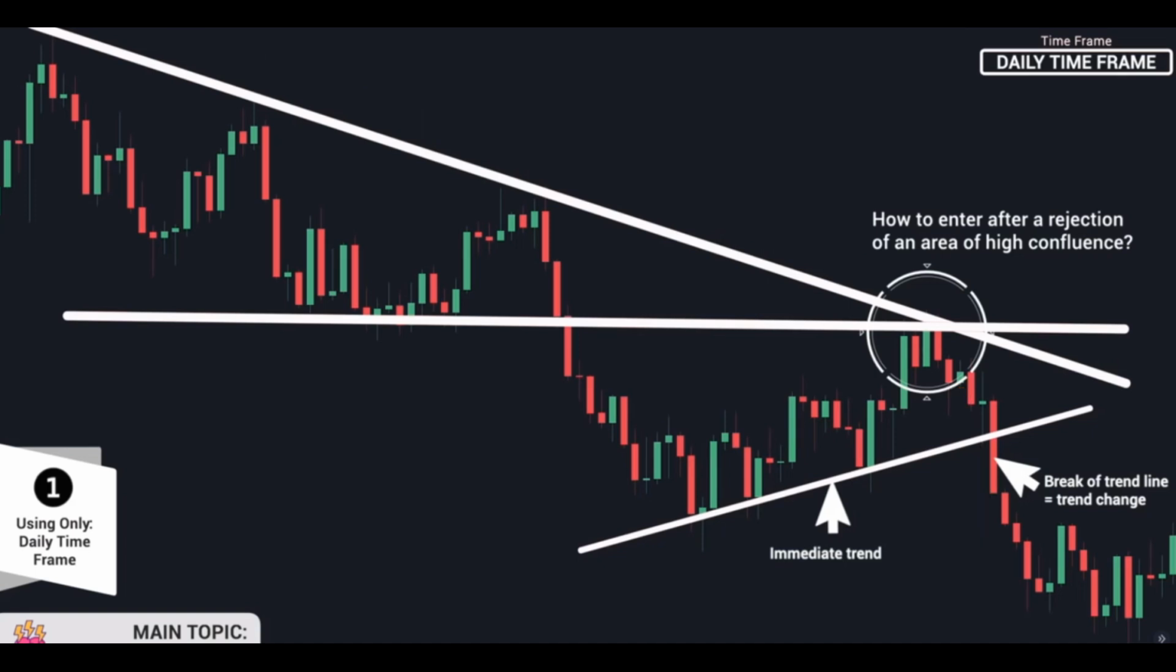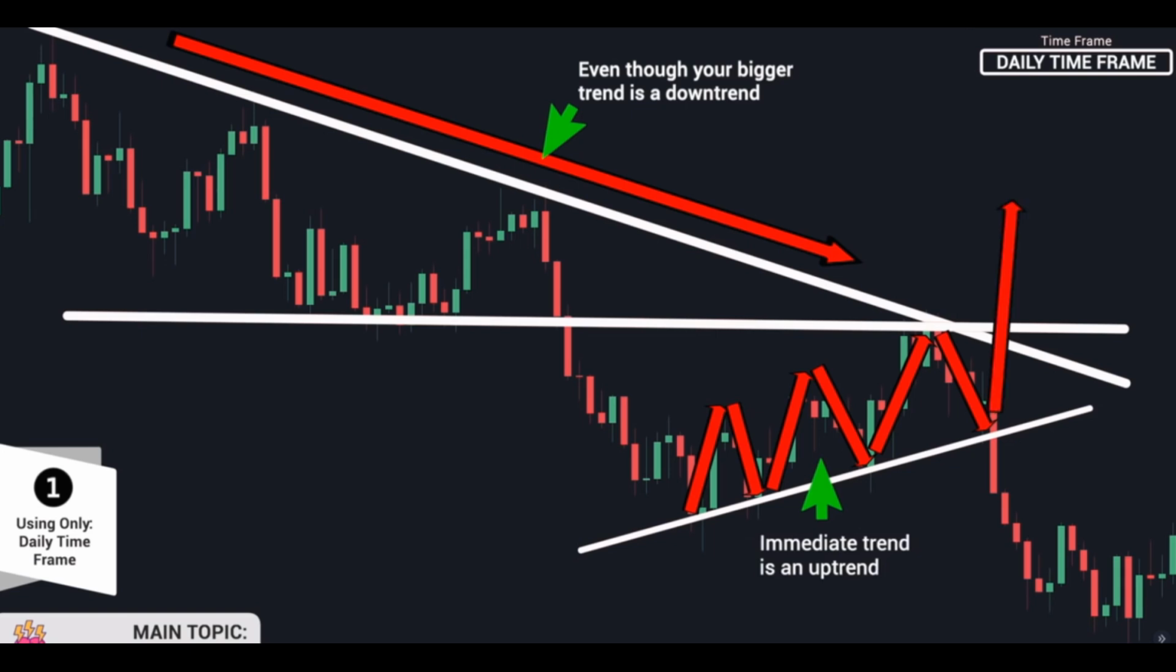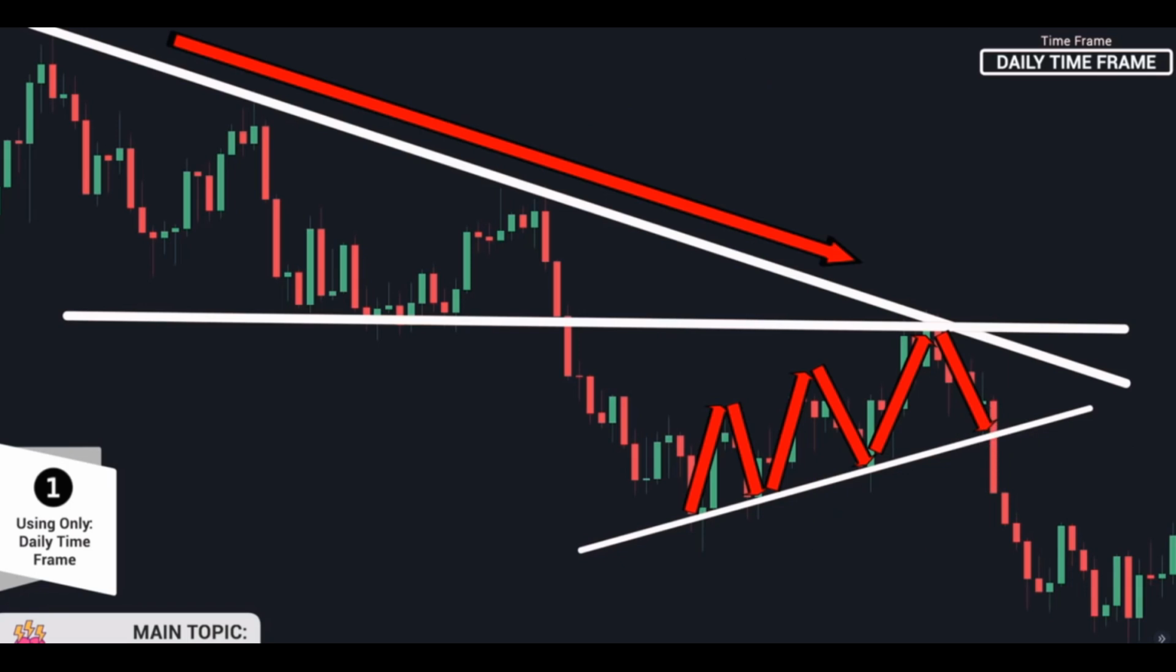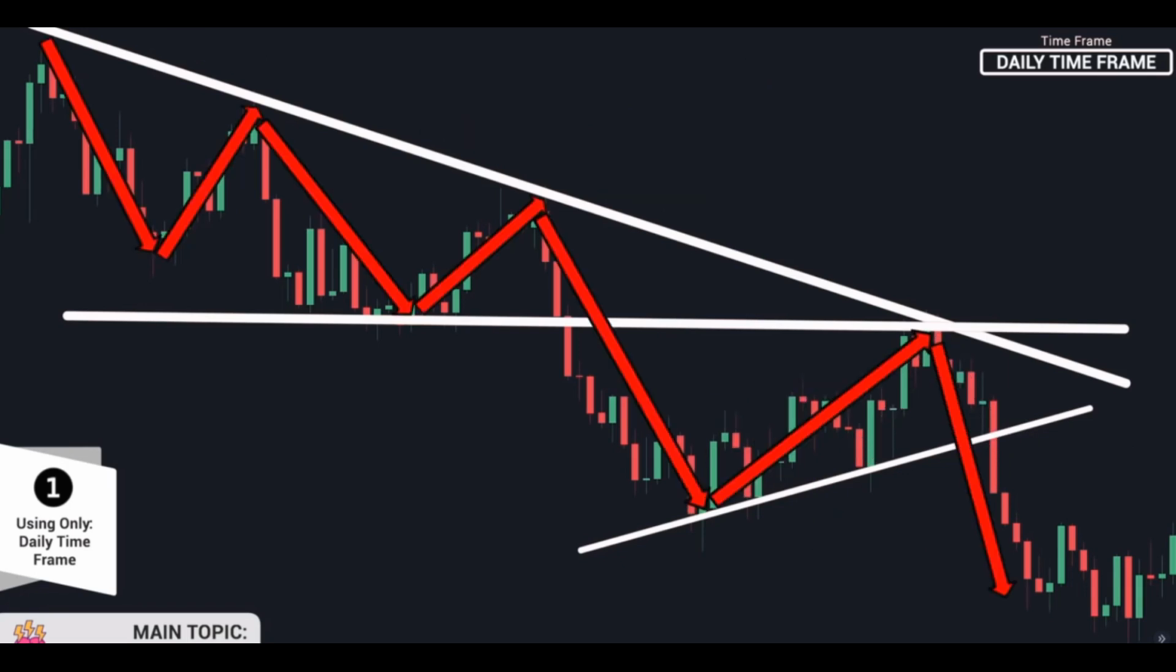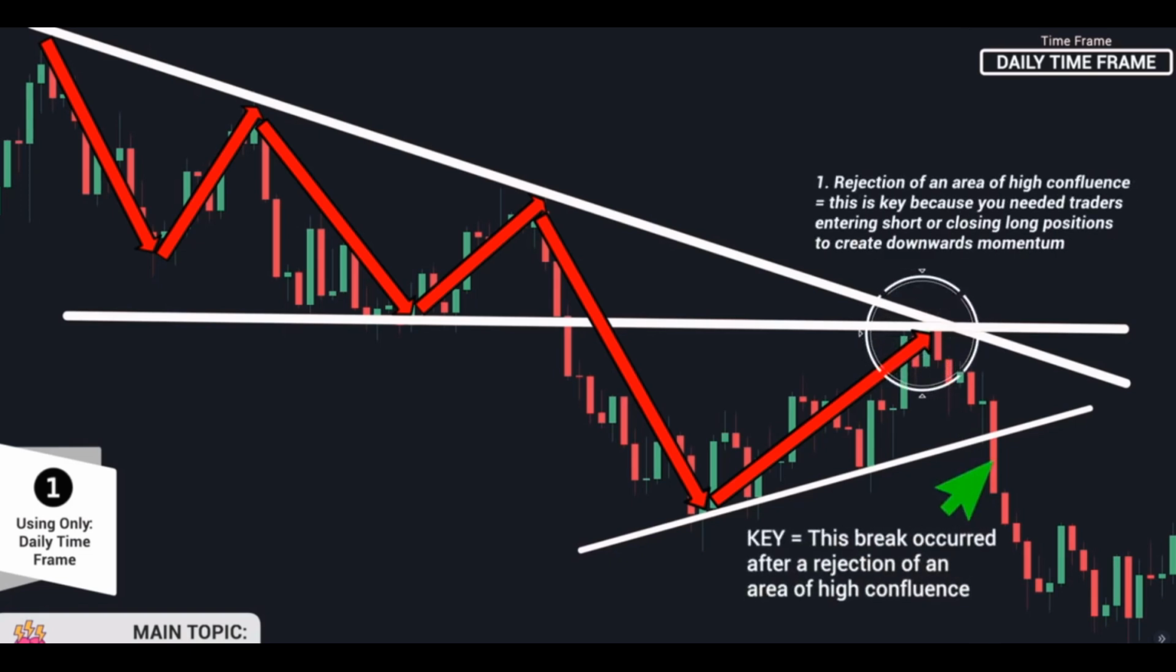This is a very important concept to understand, because even though your bigger trend is a downtrend, your immediate trend is an uptrend, and the moving uptrend can continue and break right through and trigger a larger trend change. This is why it was so important for the short-term trend to be over through the trendline break so that the bigger trend can continue. Now, the most important point here is that the break of the short-term trend line occurred after the rejection and bounce from an area of high confluence, or else you would have just had a short-term trendline break and nothing else.